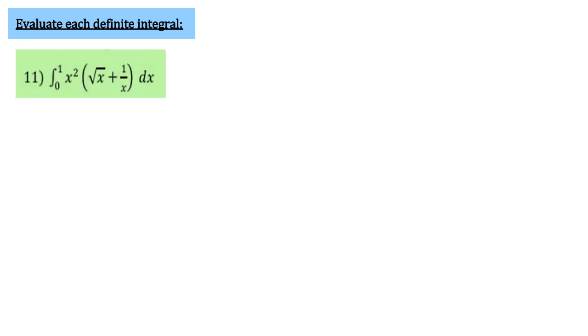Evaluate the definite integral for the function x squared multiplied by root x plus 1 over x dx from 0 to 1. First, I need to simplify this function. So it's the integral from 0 to 1 of x squared multiplied by x to the power of half plus x squared multiplied by x to the power of negative 1 dx. This is x to the power of 1 in the denominator, so I wrote it as x to the power negative 1, and root x is x to the power half.